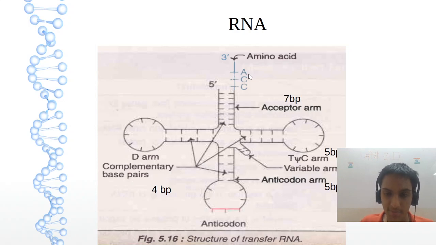Coming to number of base pairs, I have marked here. For D arm, it is 4 base pairs. T-psi-C and anticodon arm, it is same, 5 base pairs. And for acceptor arm, it is 7 base pairs. Okay.